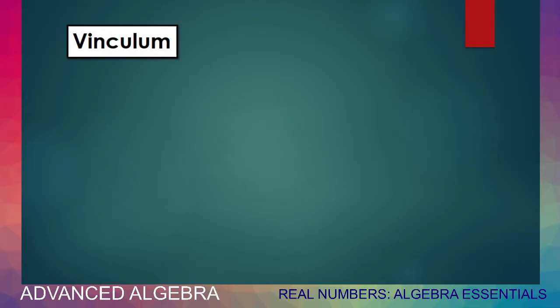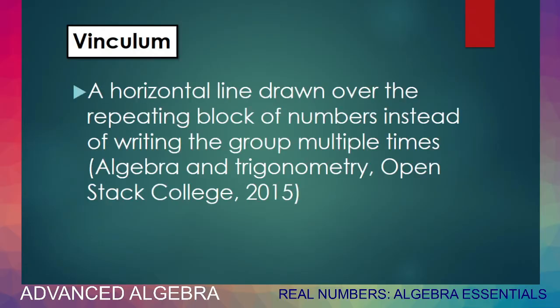So, ginamit natin si Venn column nga, yung kanina. So, a horizontal line drawn over the repeating blocks of numbers instead of writing the group multiple times. So, yun yung Venn column. So, nasabi ko na din man naman yung ibig sabihin ng Venn column. Okay, next.